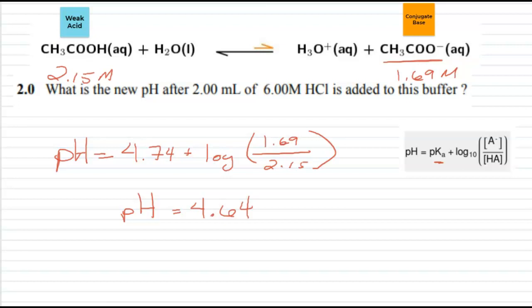So my pH did drop just a little bit, but that makes entire sense because I added an acid to my solution. It didn't make a huge drop because it was a buffered solution, but I did add an acid and my pH went from the 4.74 from the original problem to the 4.64.